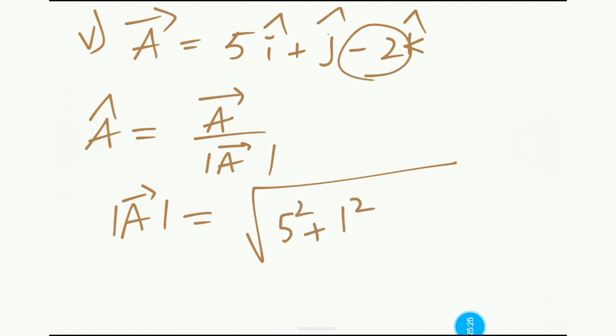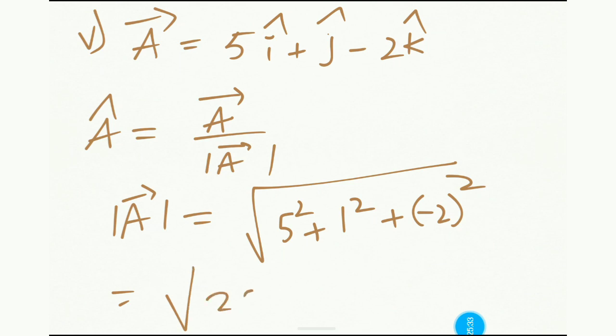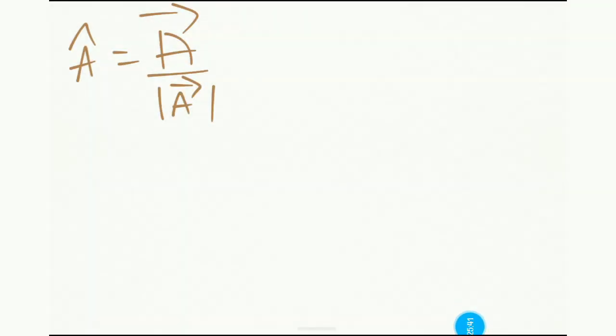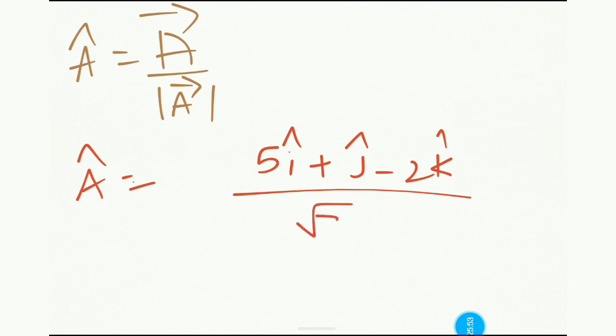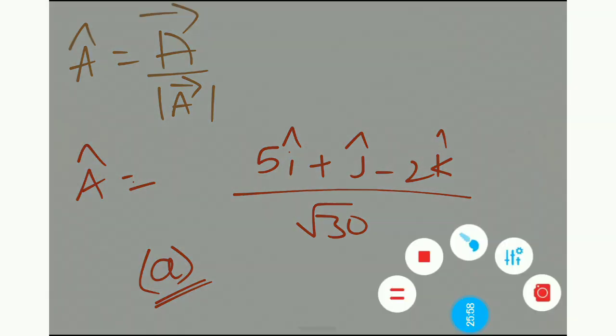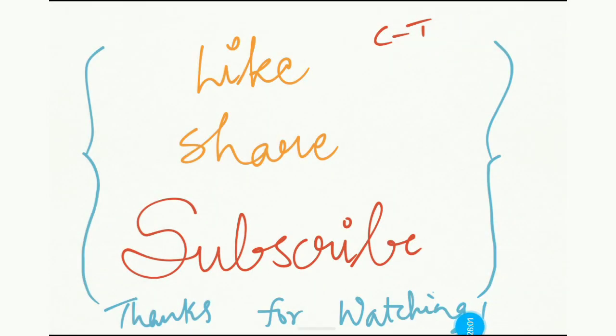So 5 square plus 1 square, here minus 2 you should take it, don't forget. If you don't take it also there is no problem because we are squaring the terms. Now this will be 25 plus 1 plus 4, or 29 plus 1, root 30. Now a cap will be equal to, what is a bar given to us, just write the same thing here, 5 i cap plus j cap minus 2 k cap and just divided by root 30. That's it. We are with the option. So option A is the right answer.